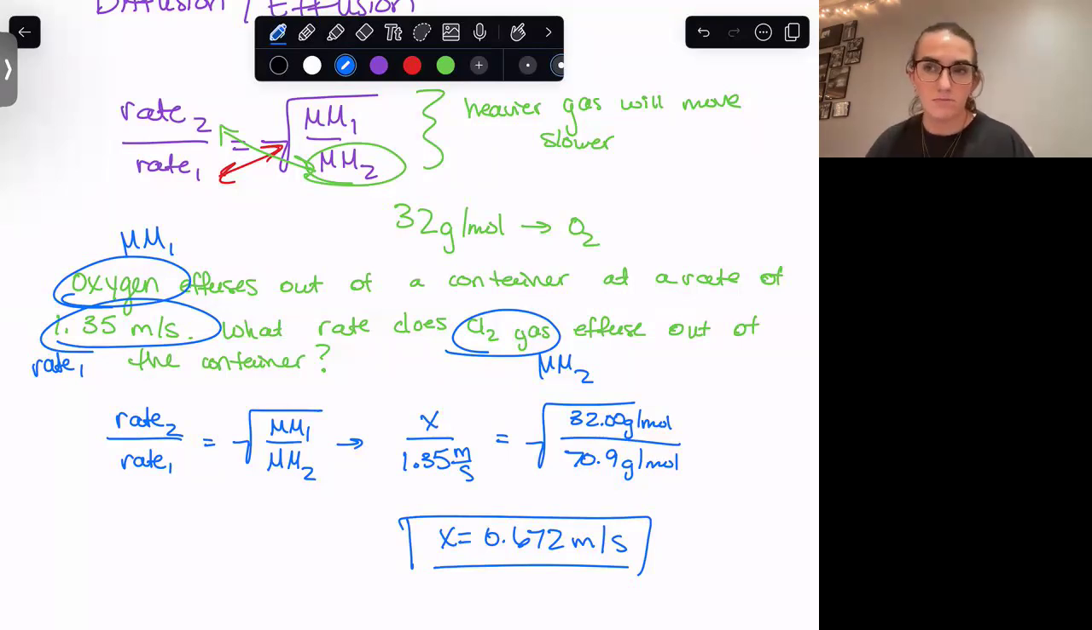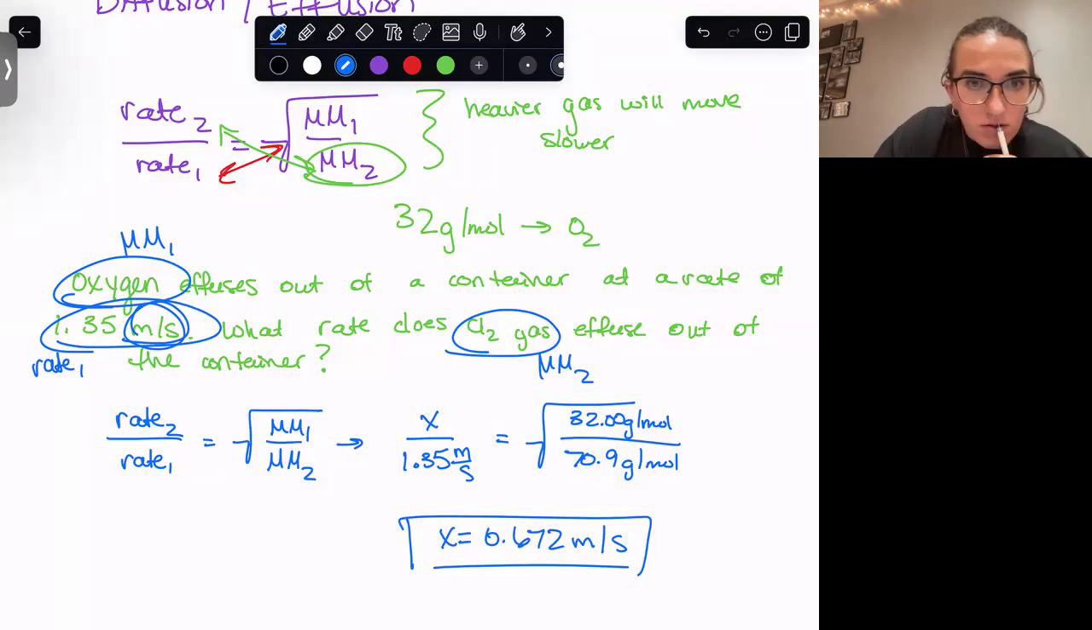The unit is meters per second because that's what was given in our question, right? We're given meters per second here from our original rate, and so that will stick with us. The rate units can change. It can be kilometers per hour. It can be centimeters per second. That doesn't matter. Rate can be changing.